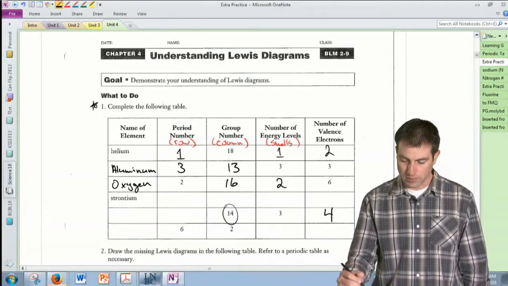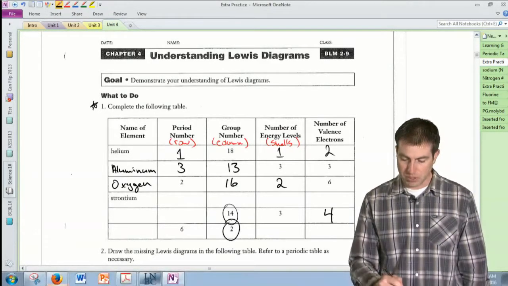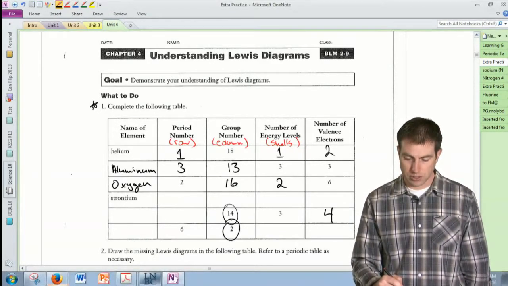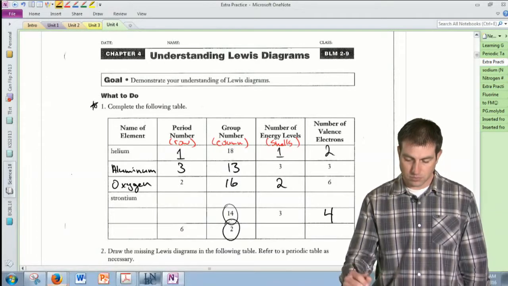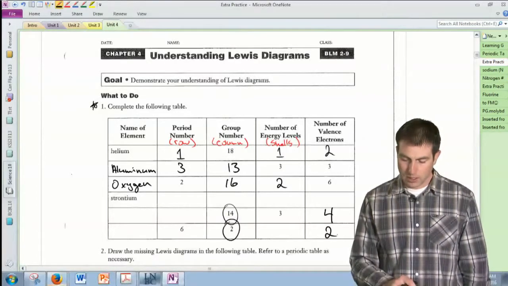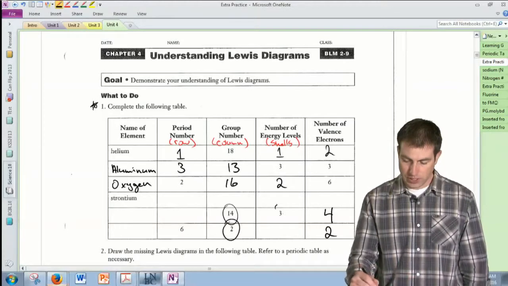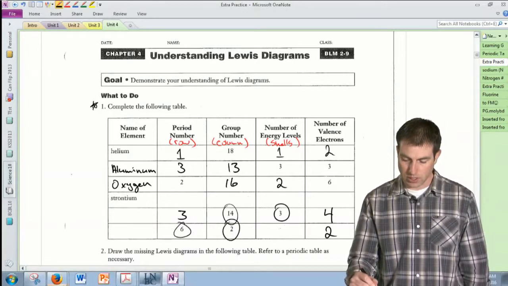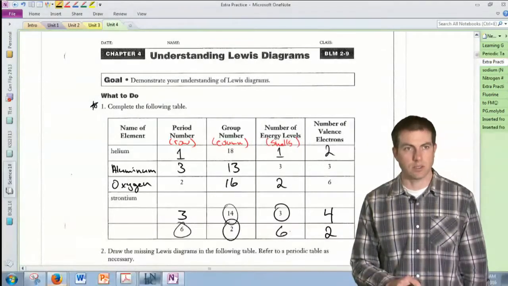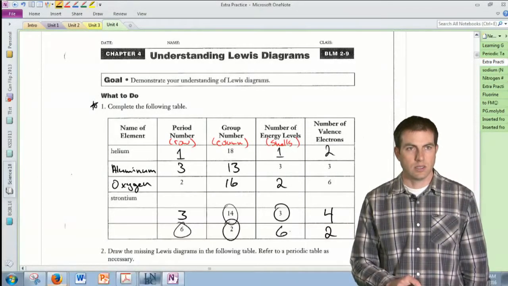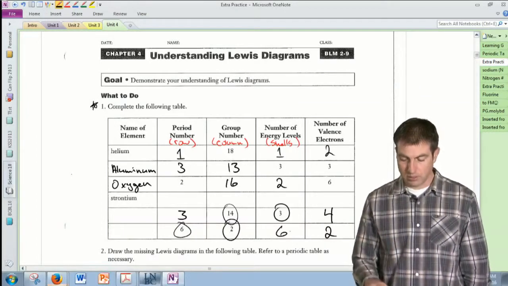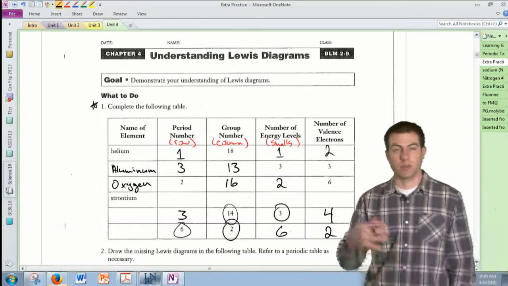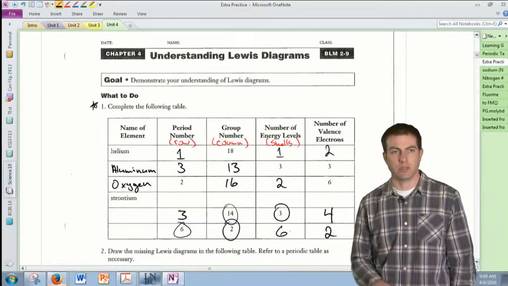Well, it has 4. And this is in group number 2. How many valence electrons is it going to have? It's going to have 2. What else do I know? If it has 3 shells, it's going to be in the third row. If it's in row 6, it's going to have 6 energy shells. So this is all just stuff I can know just because of the patterns that repeat themselves in the periodic table.